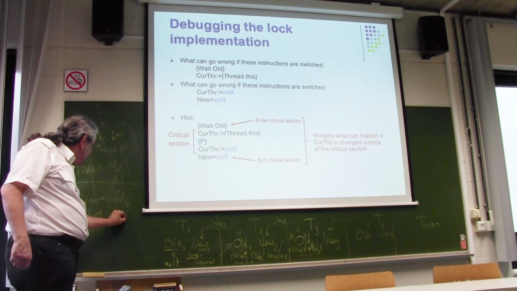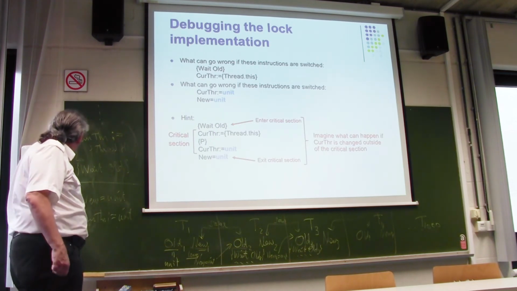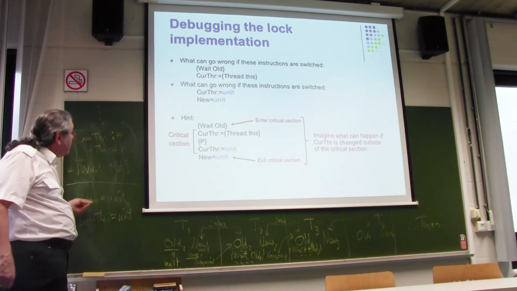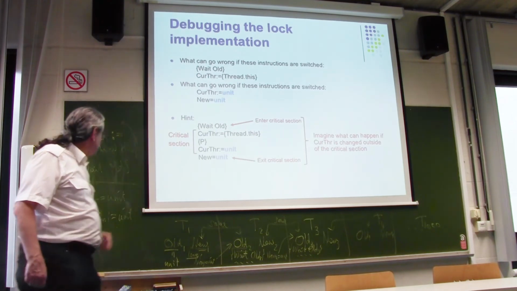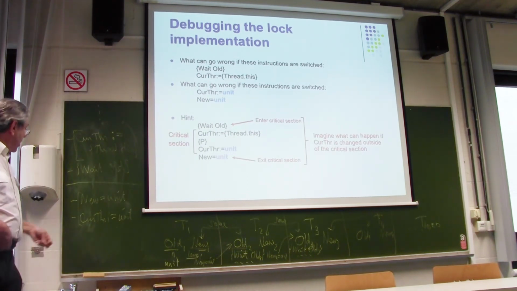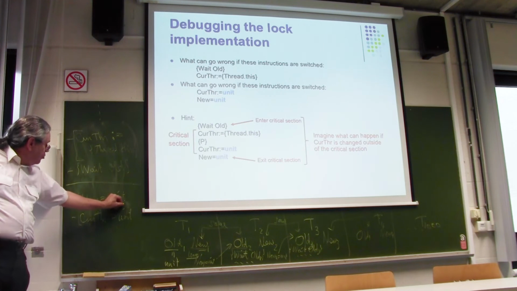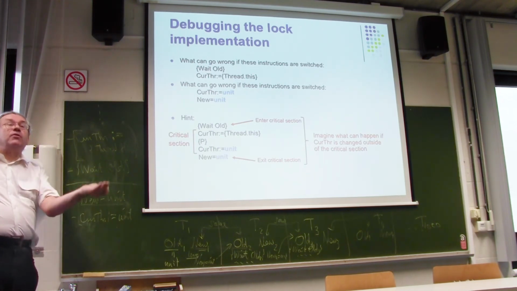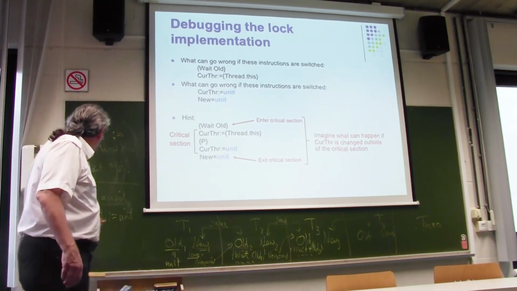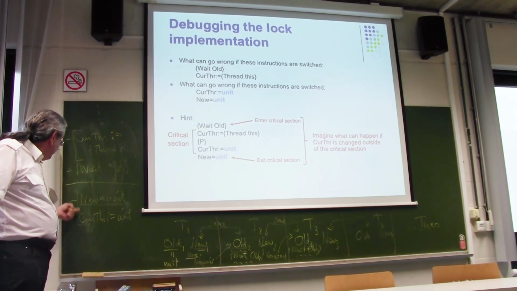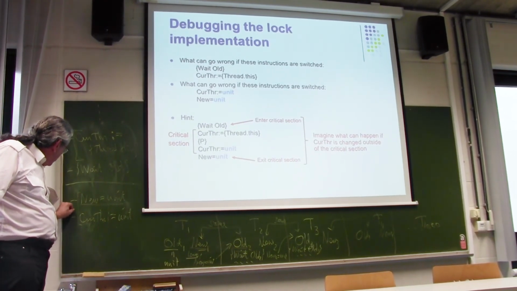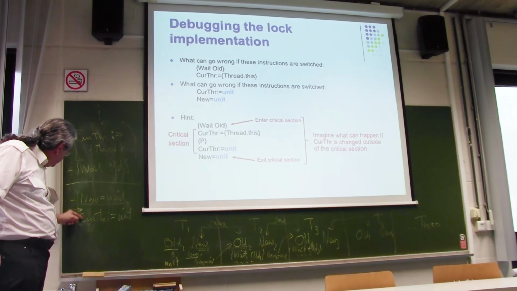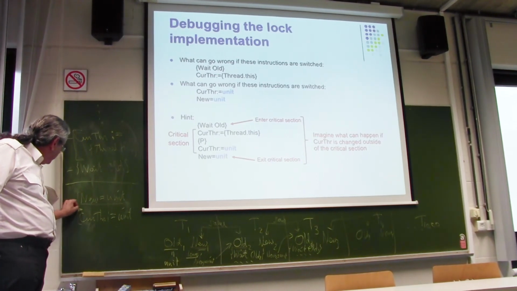I update it, so that's a cell, to unit. I do it in this order. So I've switched these two. So what does that mean? It means when I do new equal unit, I'm leaving the critical section, okay? I've left already. So when I reach this point, in between those two, I'm out.